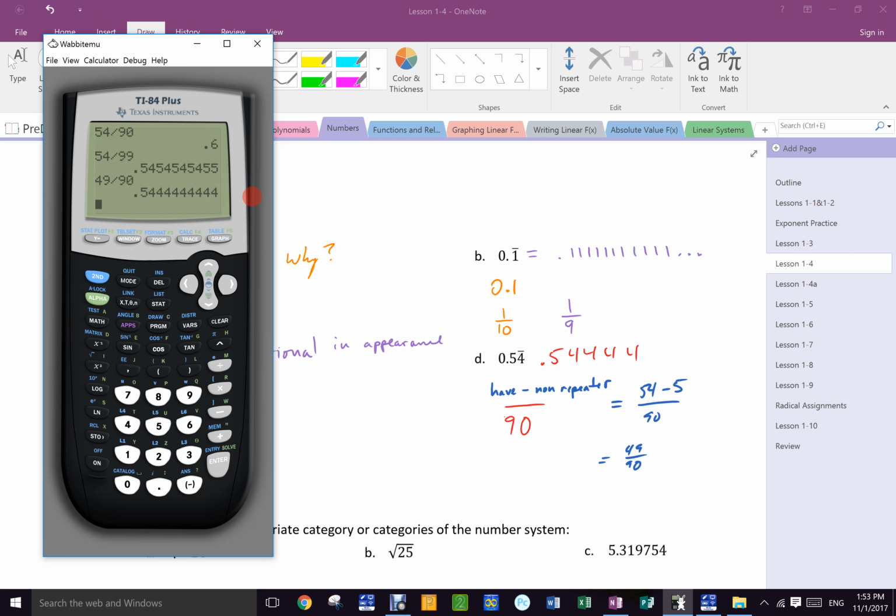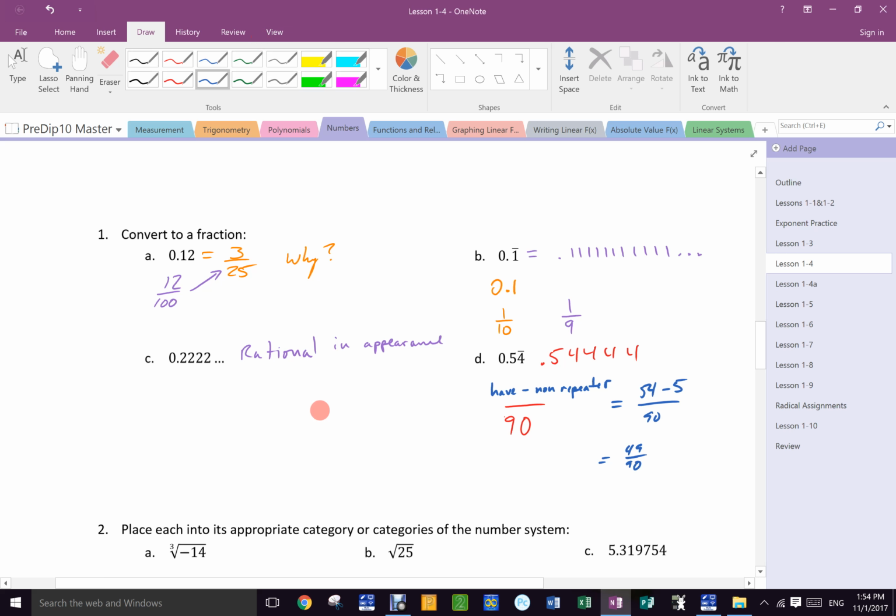Ta-da! Now, guys, I don't like saying this. I don't actually know why that works. It's one of the very few things that was taught to me as a shortcut, and I have never bothered to learn why it works. The whole minus 5 thing? Why minus 5? Why not 6 or something? Oh, because the 5 was what wasn't repeating. So if it was 1.17, and the 7 repeated, it would be 17 minus 1, 16 over 90. I understand.